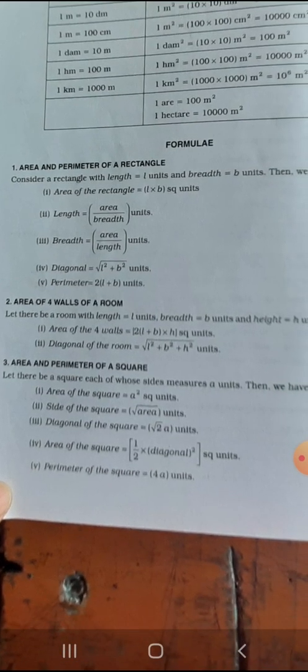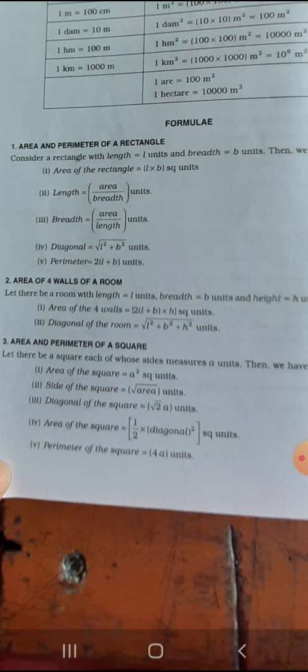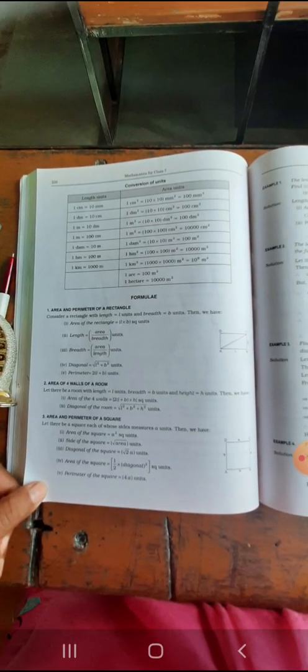Area and perimeter of a square. Area of the square is side squared, where the side is the square root of the area. Diagonal of a square is root 2 a. Area of a square is equal to half into diagonal squared. Perimeter of the square is equal to 4a.